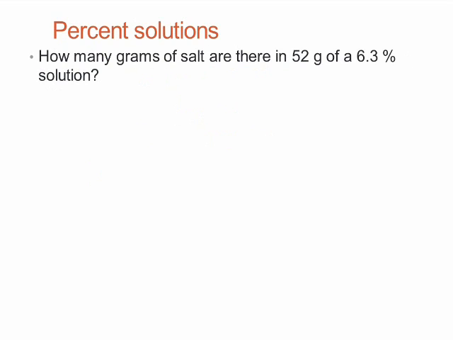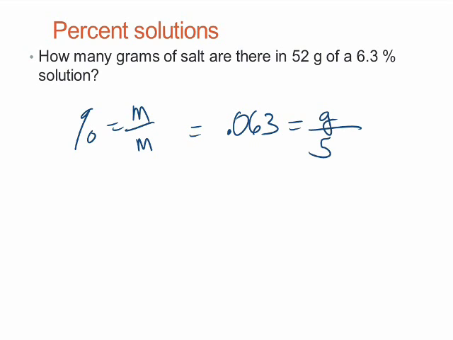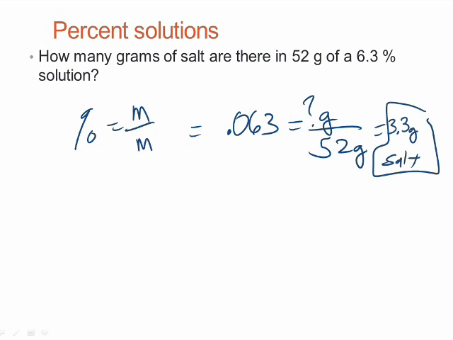5.9%. How many grams of salt are there in 52 grams of a 6.3% solution? So we just have our percent equals mass over mass. We want to change that percent to a number we can work with: 0.063 equals grams of salt over 52 grams. And it's just an easy multiplication there. So that'd be 3.3 grams of salt. We don't know what type of salt it is, so we'll just leave it at that.